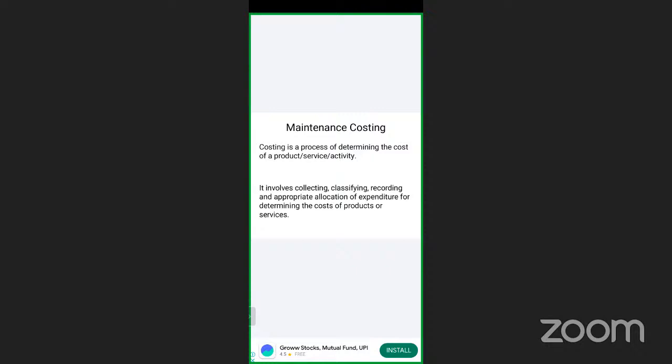So in that, first one is we collect the cost, then we separate the cost, we put it under different heads, and then we record it systematically. So this is what goes into the maintenance costing.